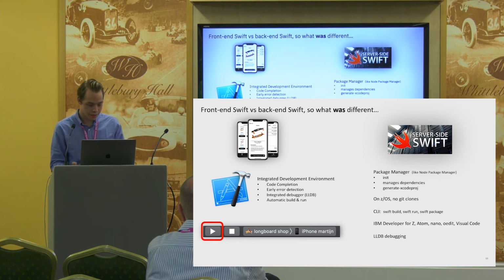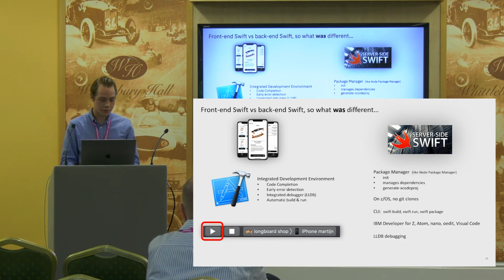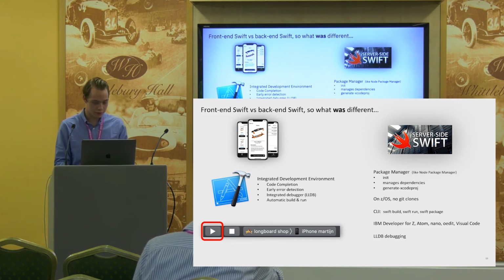So as Frank mentioned, on z/OS, we don't have Git clones. We have an IBM toolkit for Swift, which you can download. If you're running it on Linux, you just get the Git clones. So how do we get this great build and run type of thing that we have in Xcode? Well, it's a simple command line interface for Swift build. You just type swift build, you have swift run, and you can also access the package manager if you type in swift package.